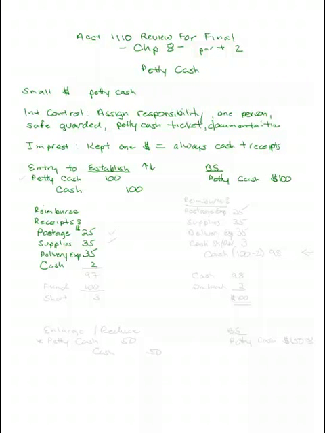And during the course of the period, we've had a receipt for postage for $25, supplies for $35, delivery expense for $35. And we have $2 cash left in the box. If you add all of this up, the expenses plus the cash we have on hand, you can see that we have accounted for $97. But the petty cash fund was supposed to be $100. So right away, you can see that the fund's short $3. I made that happen so we'd know what to do with shortages.